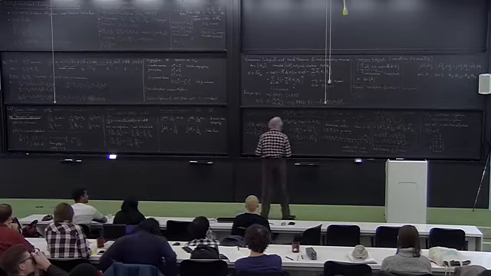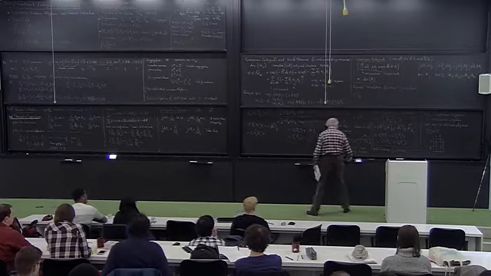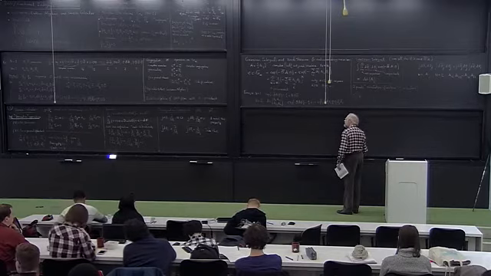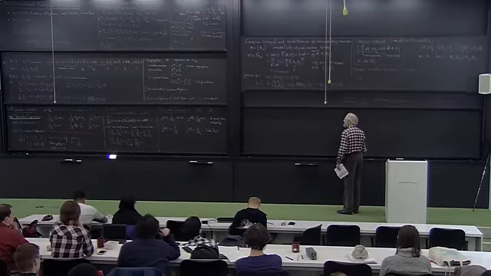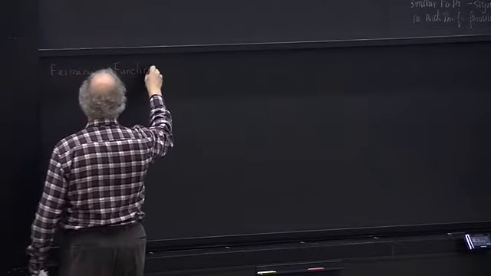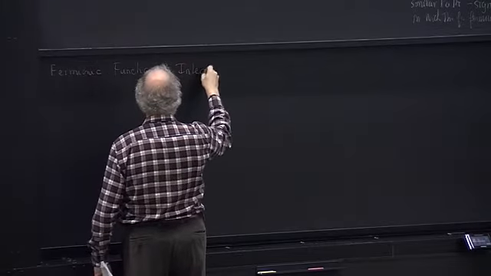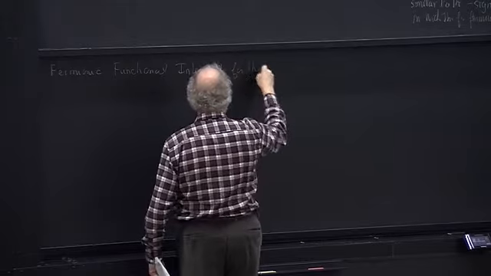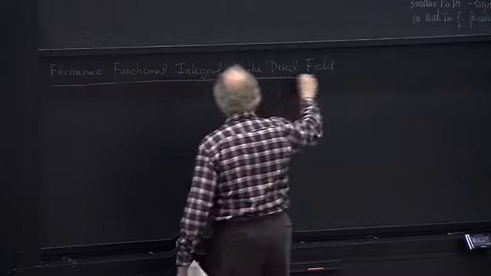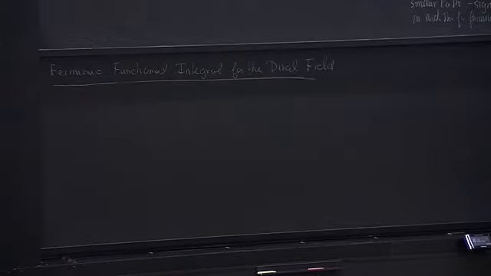Okay, so now I'm going to show briefly that with this kind of rule of calculation, it's very straightforward to define a fermionic path integral or functional integral for the Dirac field. Okay, so this is the second part of what I wanted to do today.